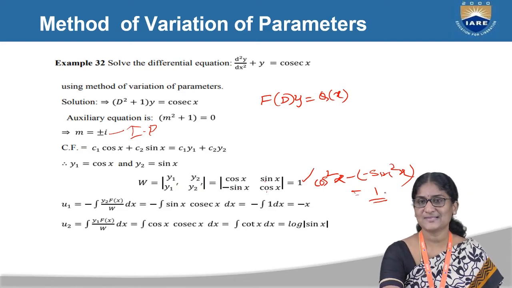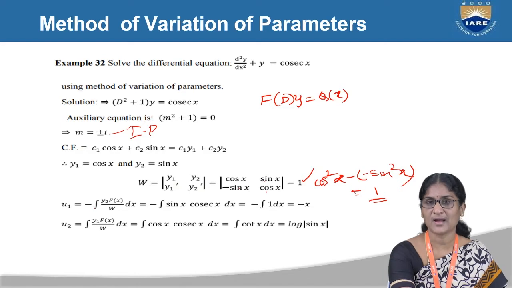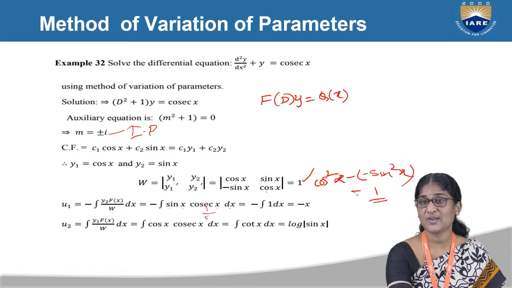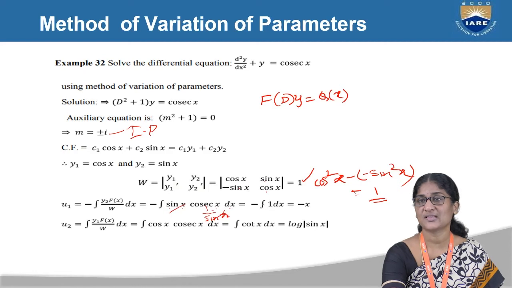Now the next step is that I am going to find out the u1 value. u1 is equal to minus integral of y2 into f of x by w into dx, which is equal to minus integral of sin x into cosecant x into dx. And cosecant x can be written as 1 by sin x, so this sin x and this sin x will get cancelled. So integral of 1 is nothing but x, and minus is carried in front of that. That is the value of u1, which is minus x.